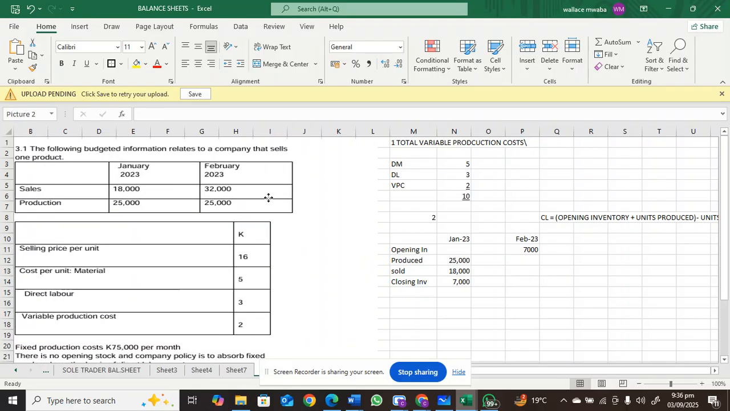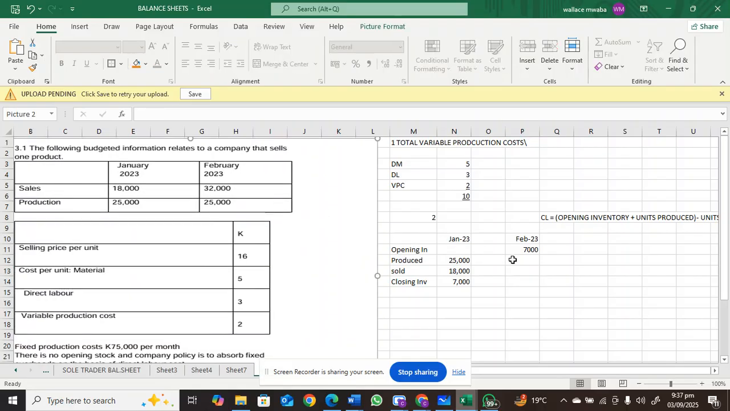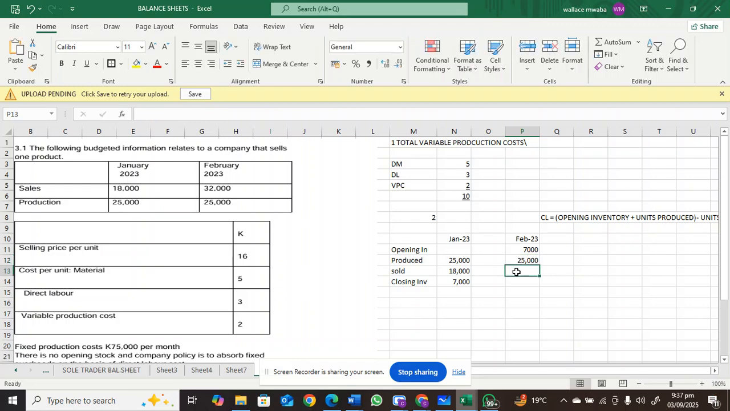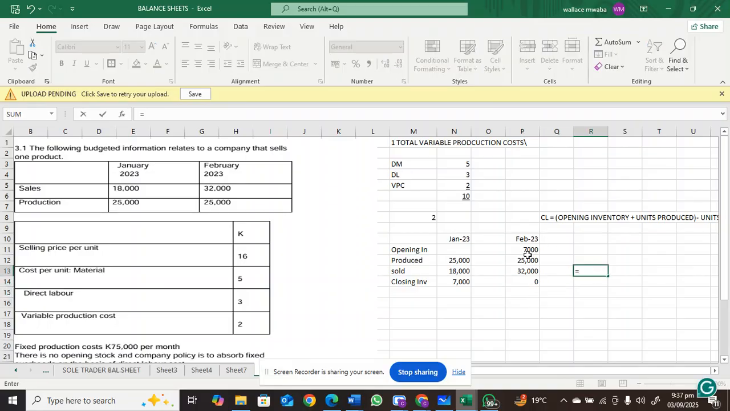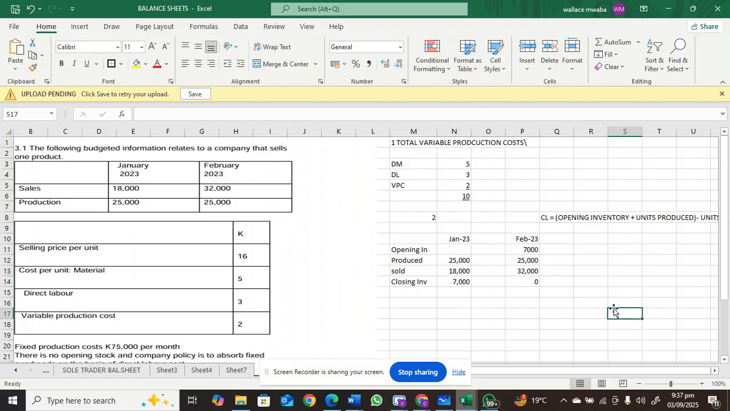Then in February, we produced 25,000 and we sold 32,000. So I want to get our closing inventory. It's opening inventory plus production minus units sold. 7,000 plus 25,000 is 32,000. So there's no closing inventory in February.